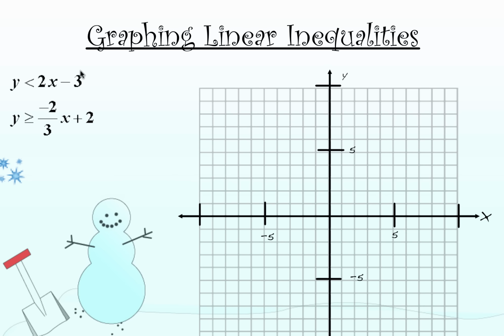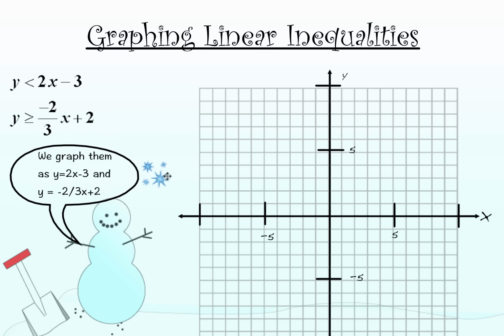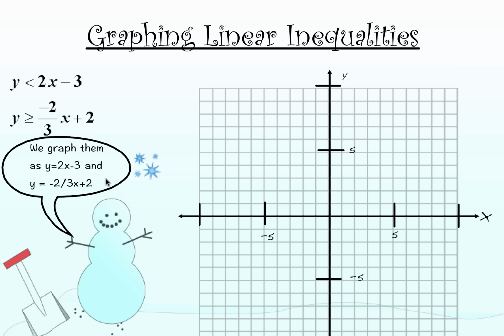Because when we have equals to, it means the point on the line has to equal the equation. But we're going to see something cool happen with inequalities. So let's get started. Well, how do we get started? Well, according to the snowman, we graph them just as we would y equals 2x minus 3 and y equals negative 2/3 x plus 2.